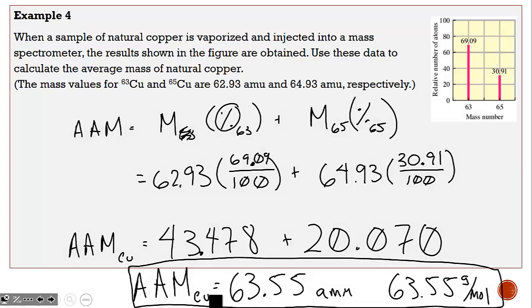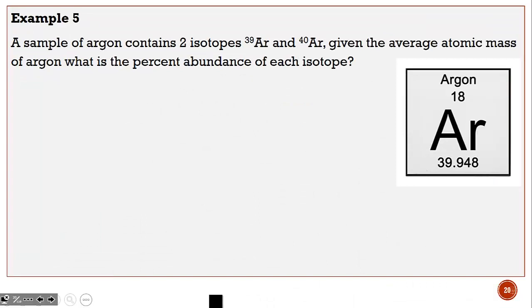And yes, you could find that on the periodic table. The periodic table would provide a good check for an element that is known. But again, you should calculate it based off of the problem because not all samples are the same. We can use the average atomic mass off the periodic table to find the percent abundance. So argon has 2 different isotopes, 39 and 40. Given the average atomic mass of the periodic table for argon, what is the percent abundance of each isotope?